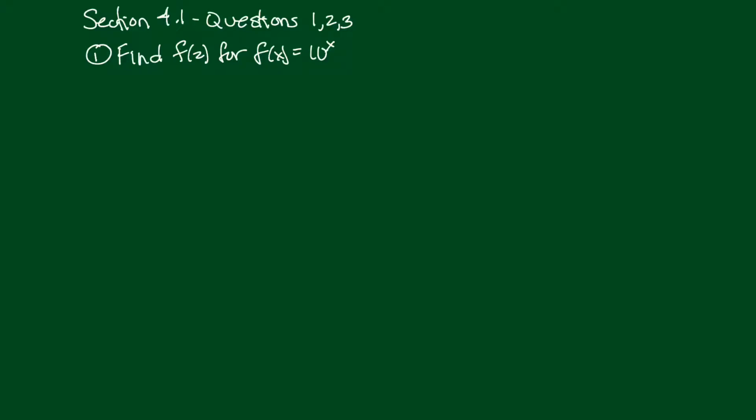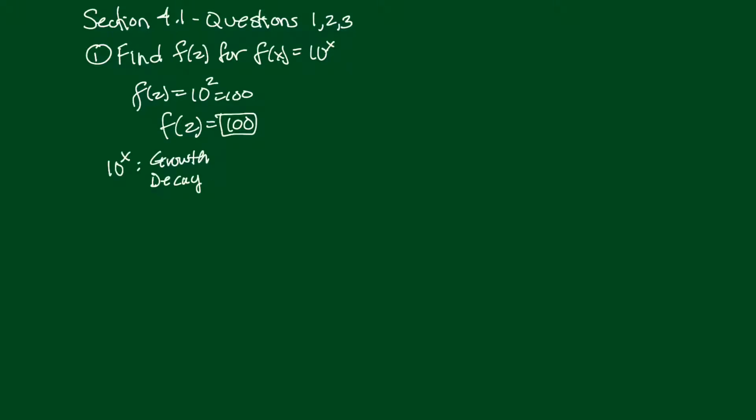There are two things we want to do with this function here, 10 to the x. First of all, we want to determine what is f of 2, so we're going to take the 2, as we know, and replace all the x's with that 2. Here's what that looks like. We're going to have f of 2 equals 10 to the 2, which is 100. So we're going to claim then that f of 2 equals 100.